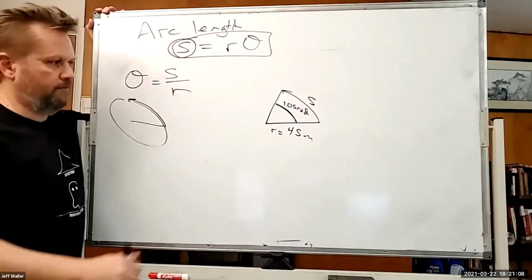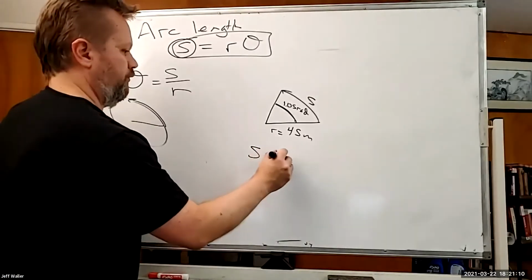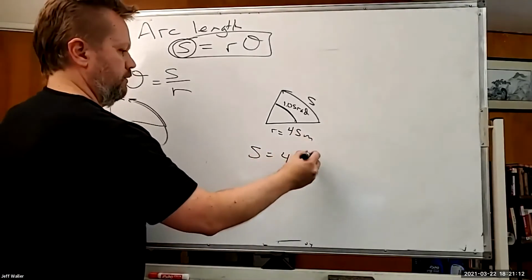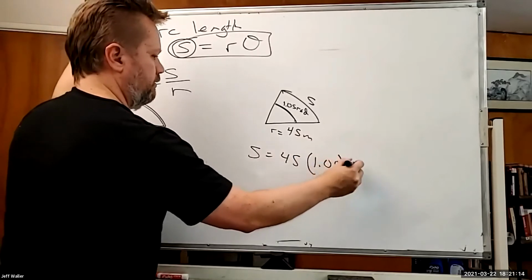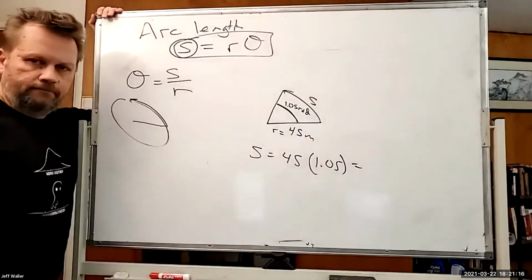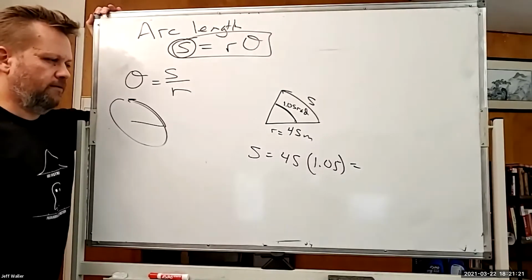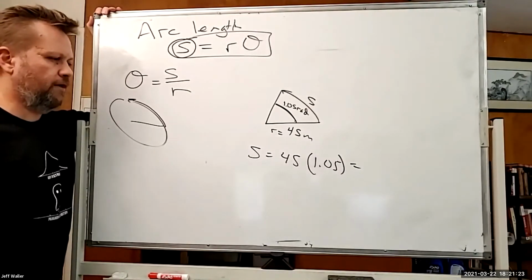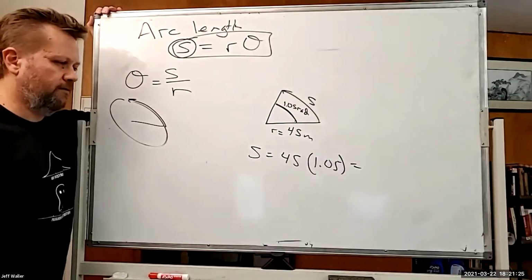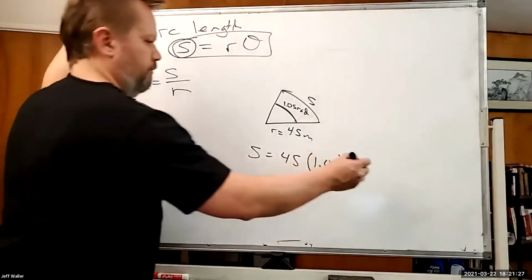Just multiply both. So it'll be 45 meters times 1.05 radians. And you get whatever you get. 47.25. Okay, thank you.